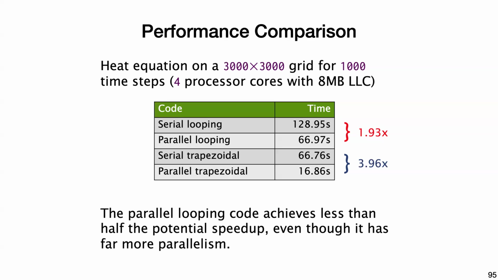The parallel looping code is really easy to parallelize. You just put a parallel for there. It achieves less than half the potential speedup, even though it has much more parallelism. The reason is that when you have parallel scaling issues, they're often not an issue of how much parallelism you have, but an issue of how much locality you have, because you may be bottlenecked by memory bandwidth.